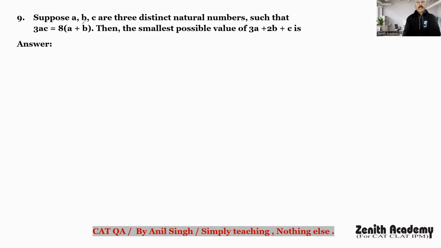Next question is, suppose A, B, C are three distinct natural numbers such that 3AC is equal to 8A plus B, then the smallest possible value of 3A plus 2B plus C. Here, the smallest possible value of 3A plus 2B plus C is to be found out. Okay, 3A plus 2B plus C is the smallest value, and A is a multiple of 3. Point to be noted is that A, B, C all are natural numbers.